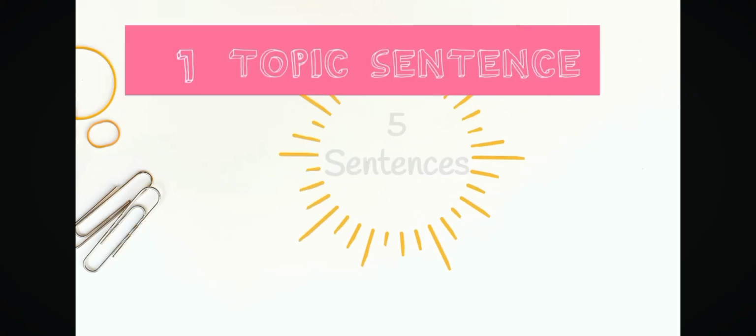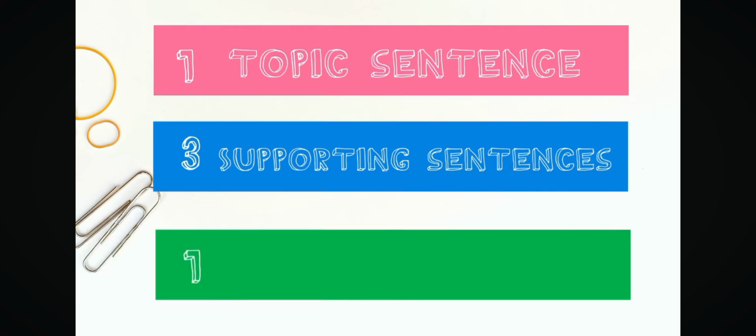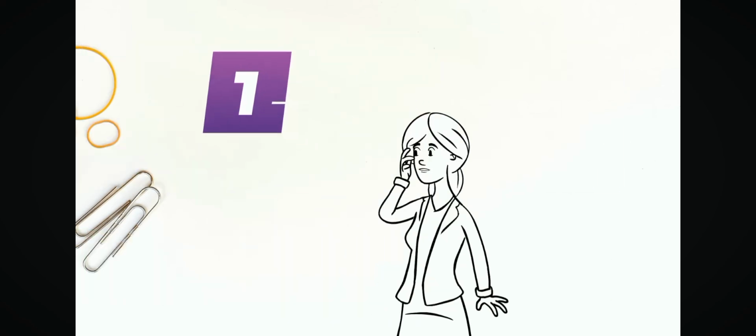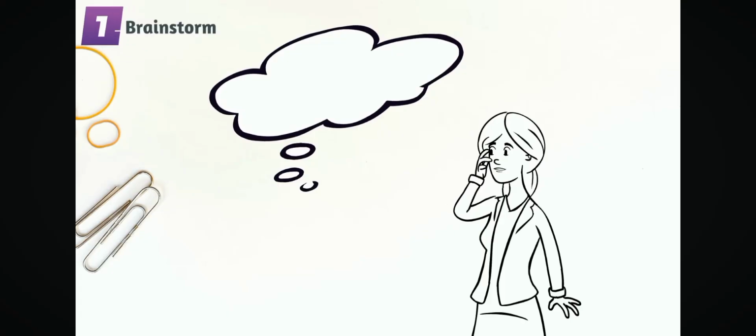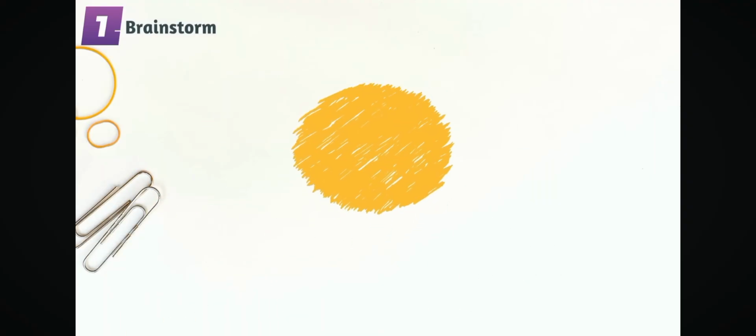Unity. You have to unite the paragraph, so the supporting sentences should provide details on the topic that support the main sentence. Order. The order in which a paragraph is organized is important. It could be in chronological order, in order of importance, or another type of order. This helps the reader follow along easily and not get lost.